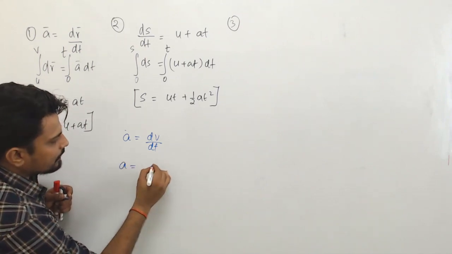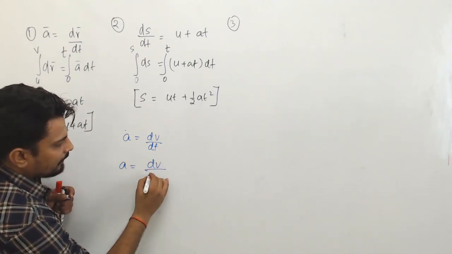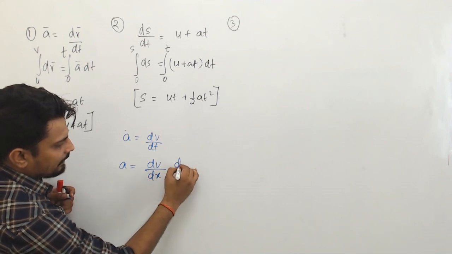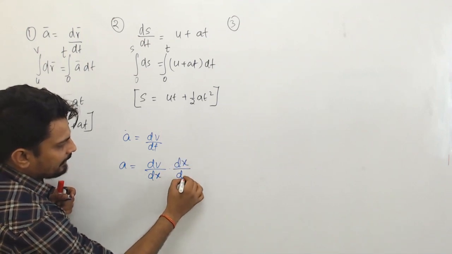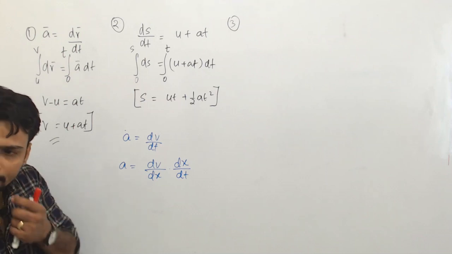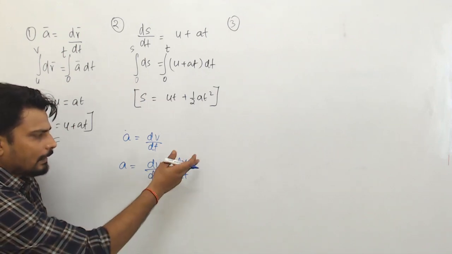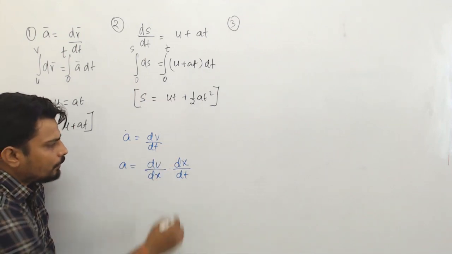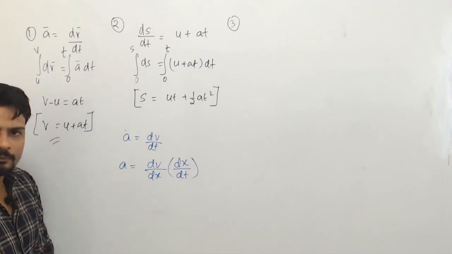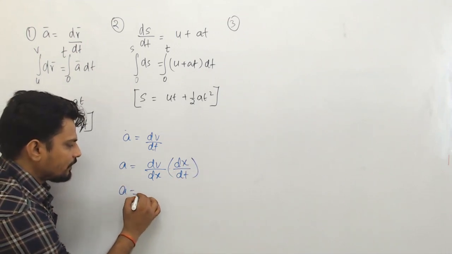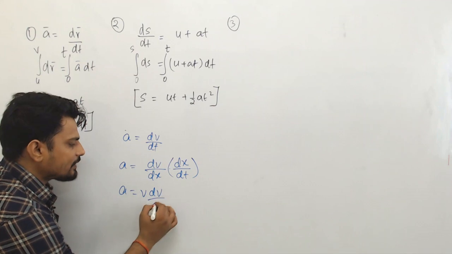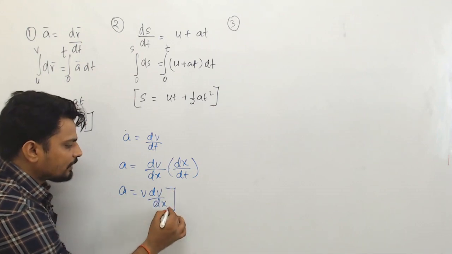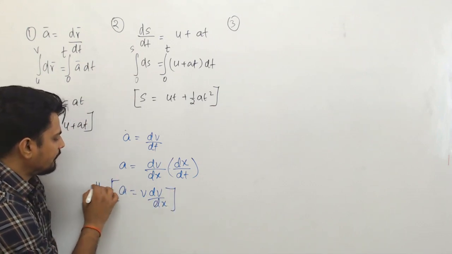Can I just write a equals dv upon dx into dx upon dt? Does anyone have any problem? Cancel dt, same thing, right? What is dx by dt? It becomes velocity, right? So a should be how much? v dv by dx. Write this down, remember it, it should be remembered even at 2 in the night.